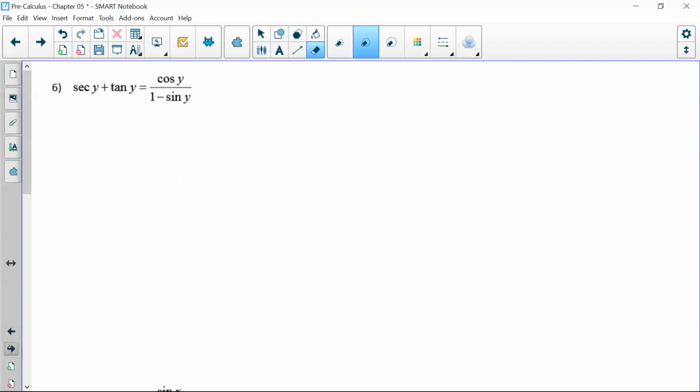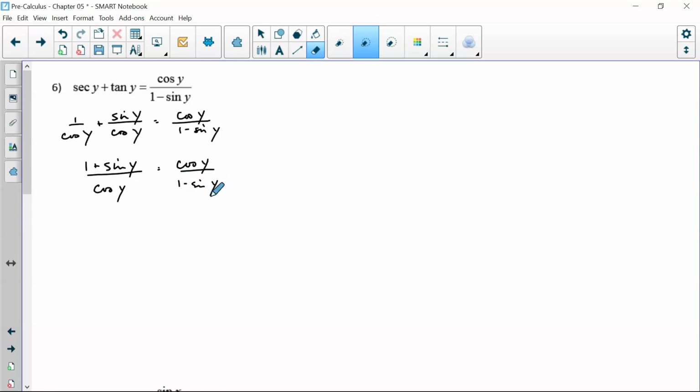Once again, I'm still going to work on the left-hand side. I'm going to rewrite secant of y as 1 over the cosine of y, and tangent is sine of y over the cosine of y. Like I said, these are tricky. We're just getting used to rewriting. So now I have a common denominator, and I can add these fractions: 1 plus the sine of y over the cosine of y equals the cosine of y over 1 minus sine y.